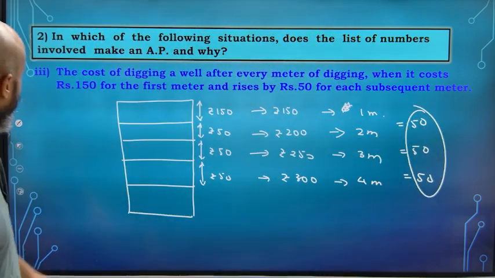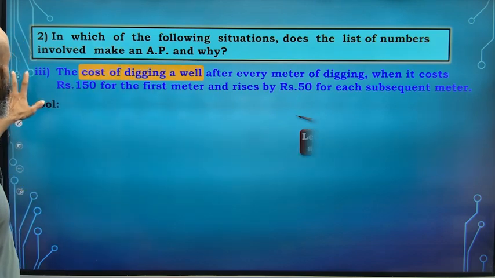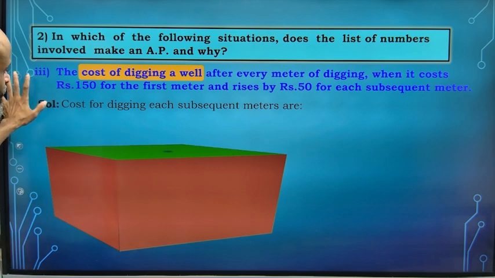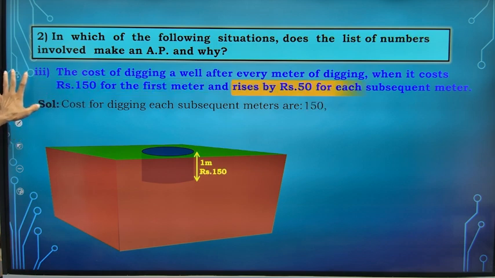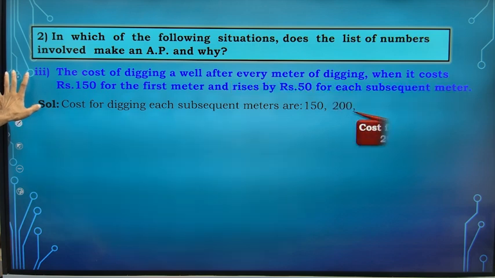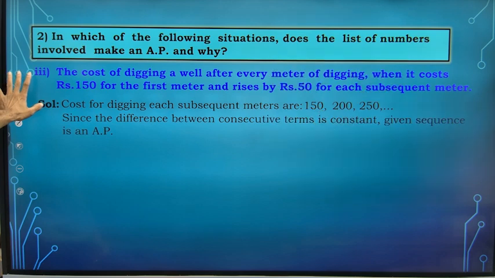The answer is yes. So if we have a common difference, does this qualify to be an AP? The answer is yes. Okay. So the cost of digging a well. So let's say this is basically a well which is being dug. For 1 meter, you are charged rupees 150. For the next 1 meter, again rupees 50, and so on and so forth. So difference between two consecutive terms is obviously how much?